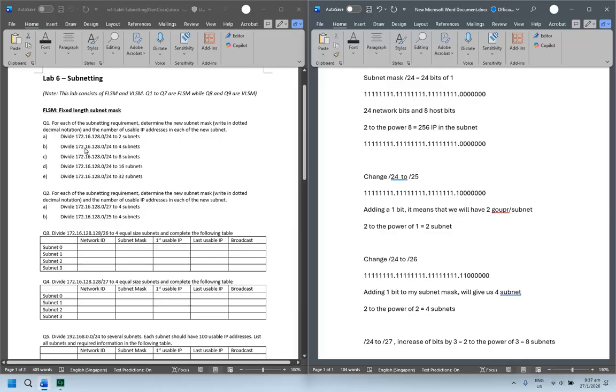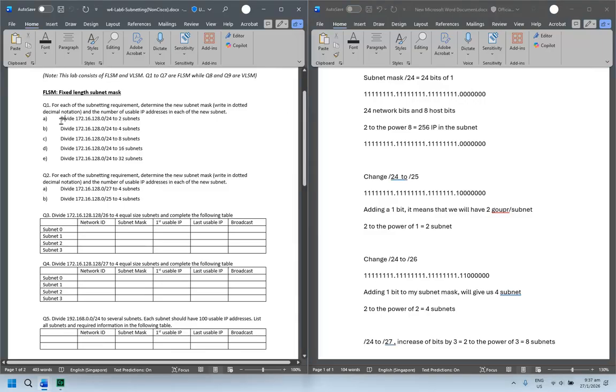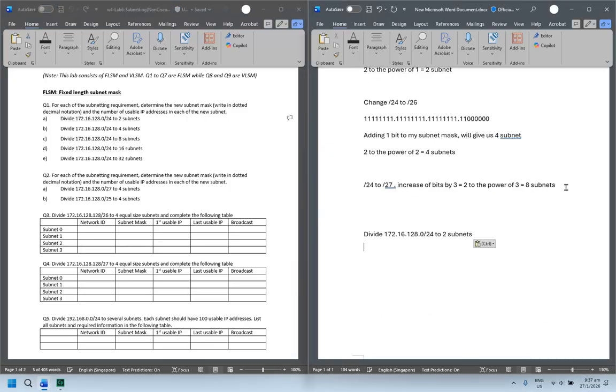Let's go through the first question again. We are supposed to split them up into 2 different subnets. By splitting up into subnets, it's very simple, we already did it. Changing to /25, increasing the number of bits by 1, 2 to the power of 1 gives me 2 subnets. It means that the new subnet mask will be /25.